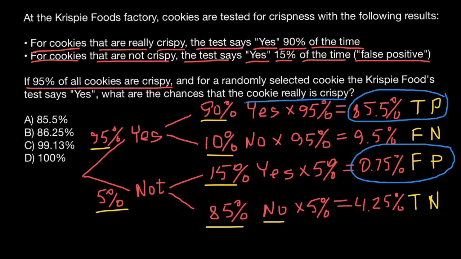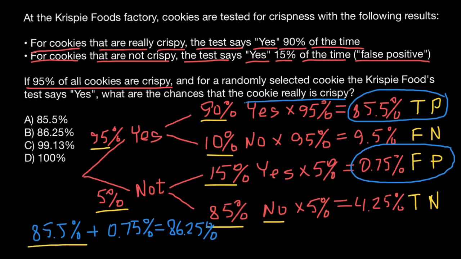So we have to combine these two numbers, 85.5% plus 0.75%. So we are going to get 86.25% here. So this number stands for 86.25% of all cookies which after testing would test positive for crispiness. But only 85.5% would be truly crispy.